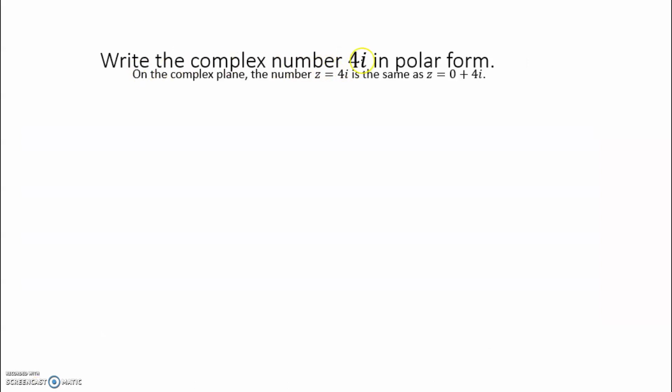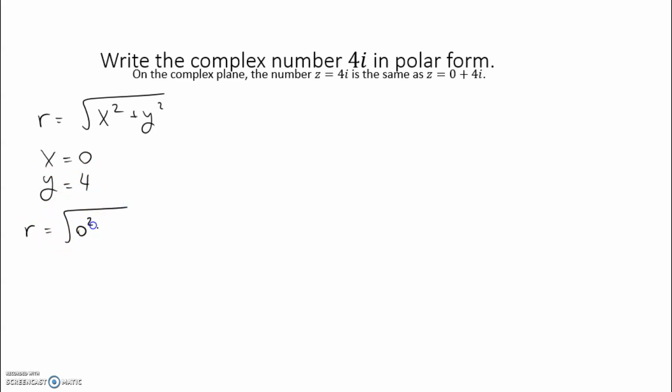Okay, so write the complex number 4i in polar form. Now it says on the complex plane the number z equals 4i, that's the same thing as z is equal to 0 plus 4i. So our real part is 0 and our imaginary part is 4. So the first thing that we need to find is r, which is the square root of x squared plus y squared. So our x is 0 and our y is 4. So r is going to be 0 squared plus 4 squared, which is the square root of 16, so r is just going to be 4.